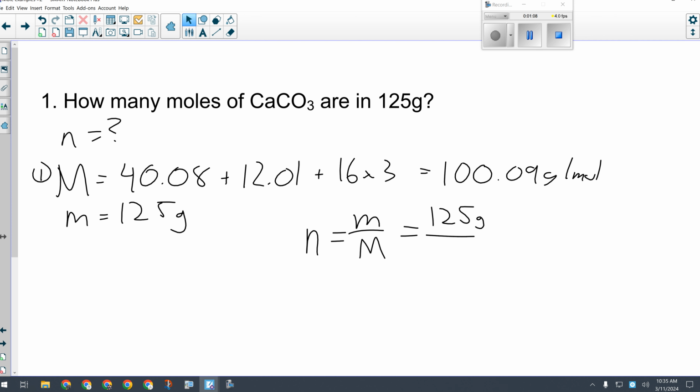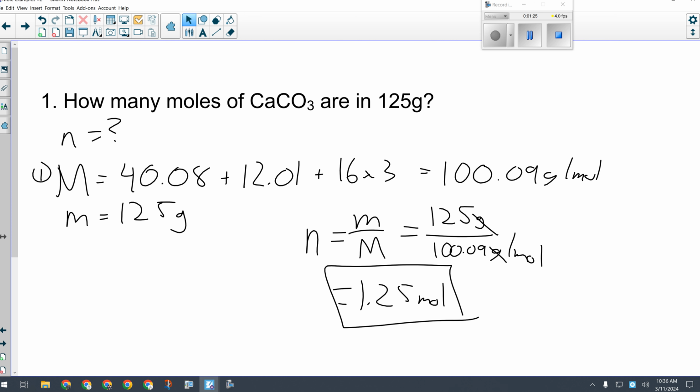125 grams divided by 100.09 grams per mole. So the grams are going to cancel, and I'm going to be left with moles, and it'll be 1.25, I believe. Moles. Okay, everybody all right with that?